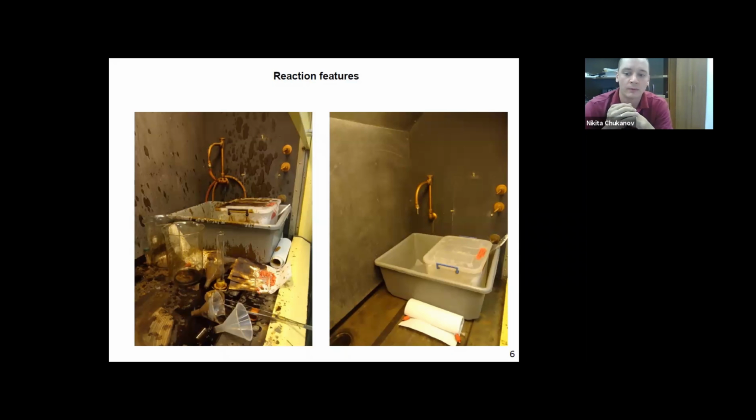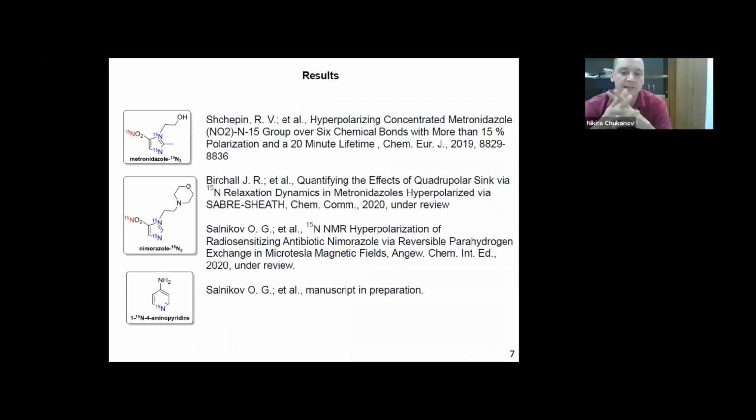You can see on this picture the result of a violent reaction in our hood. The right picture demonstrates how the hood should normally look. Next, please. Thus, despite different challenges, we synthesized 3 nitrogen-15 labeled compounds. It allowed us to collect experimental material for papers.